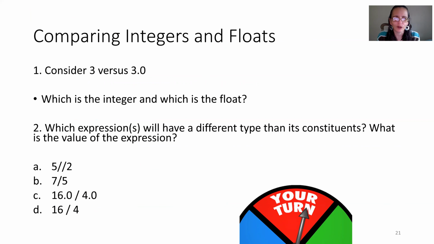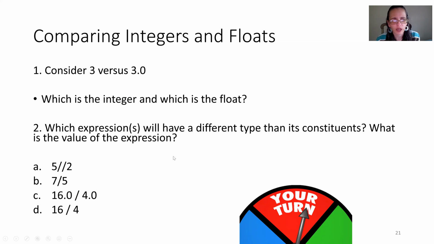All right, well, hello. I hope you had a chance to look over this exercise. Let us talk about this. In the first question, we are considering 3 versus 3.0. Which one's the integer and which one's a float? I bet you got that one right, knowing that the .0 makes this one right here be the float, and this one with no decimal part being the int.